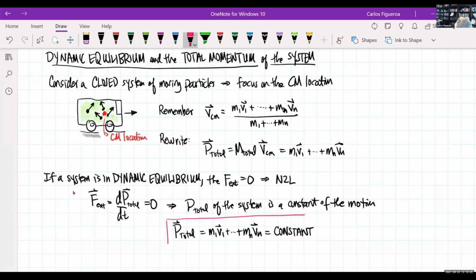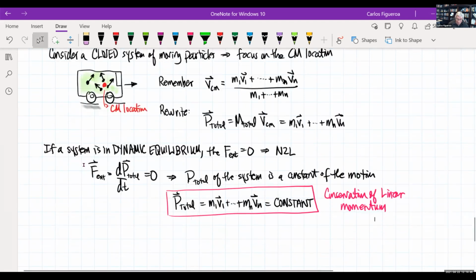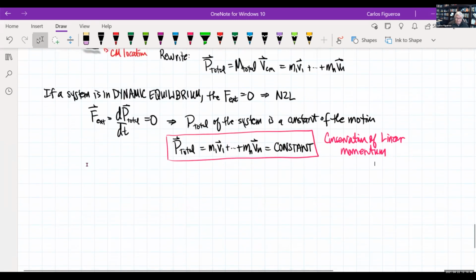This statement is the statement of conservation of linear momentum. And it's a very, very powerful law. Okay?